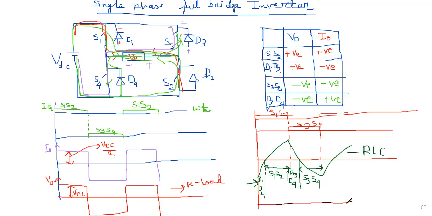When it is pure inductive, if this is the switching period, suppose, then this will be the total thing. So at mid portion it will come. This way it will go. Okay. So what will happen? This portion is for D1 D2. Okay. This portion is for D1 D2, and this portion is for S1 S2. S1 S2 on.